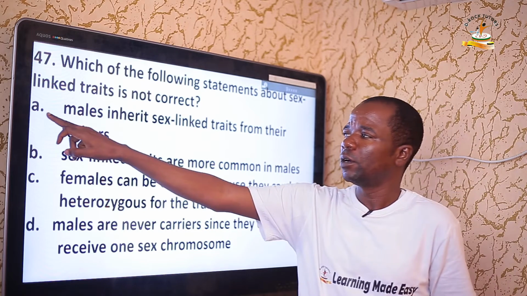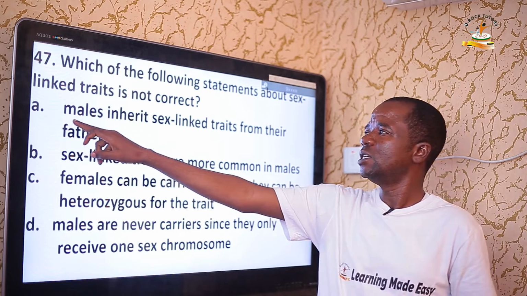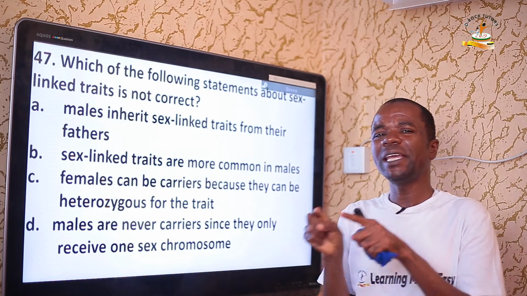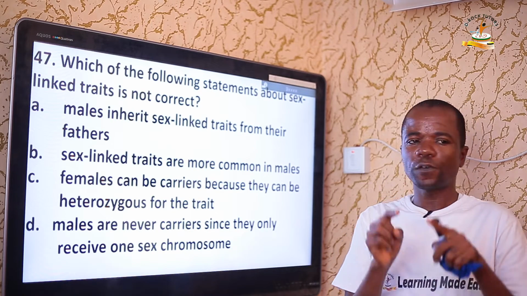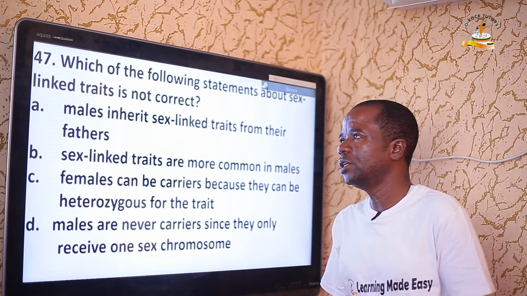No. So, the correct answer here is A. This option A, this statement, is not correct about sex-linked traits. Males actually inherit their sex-linked traits from their mothers, never from their father. The correct answer is A.